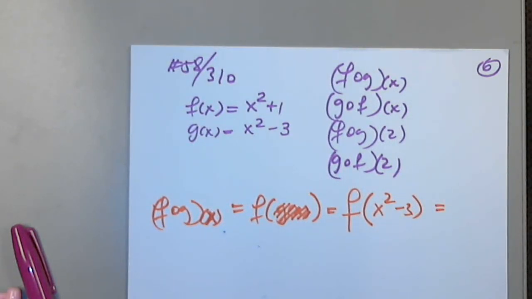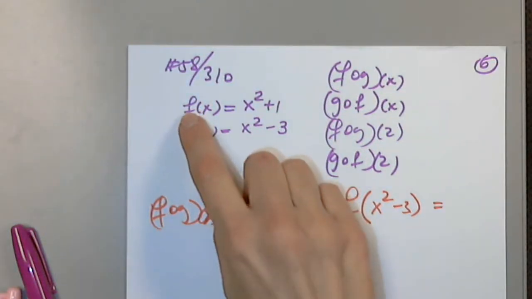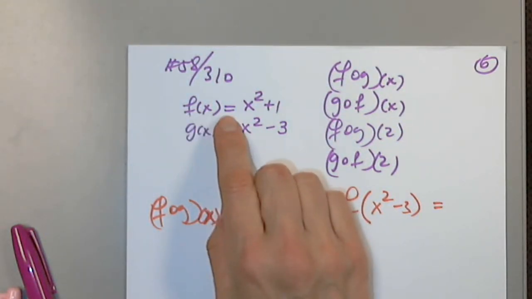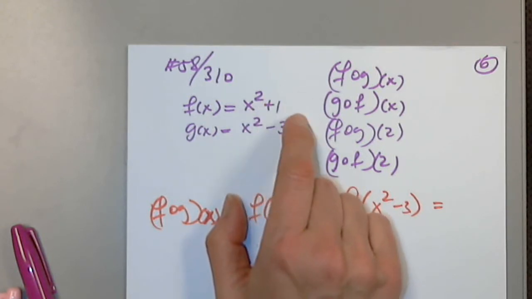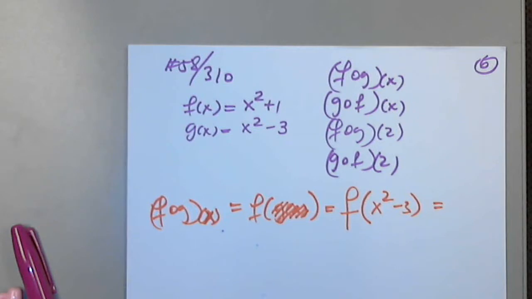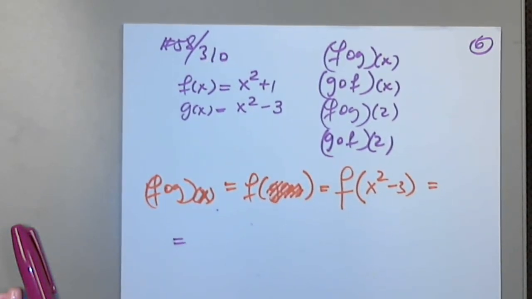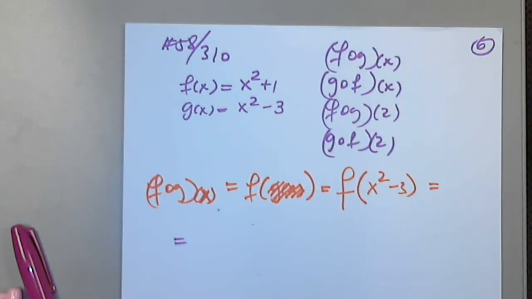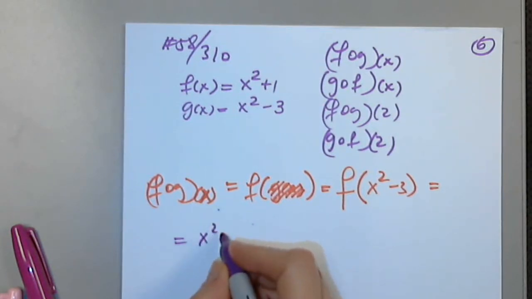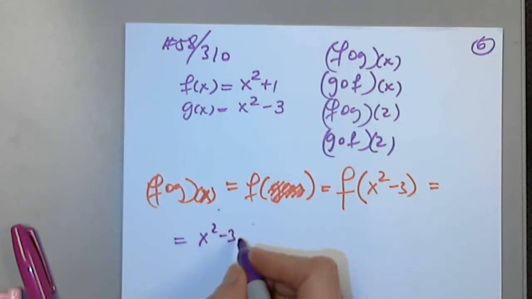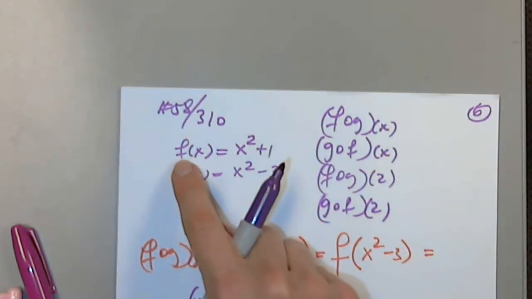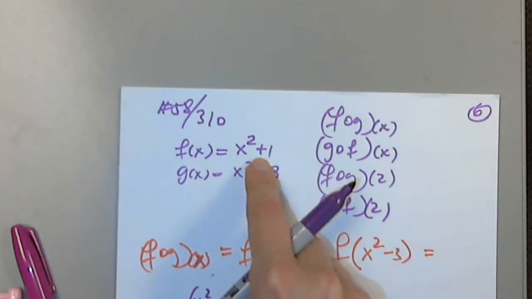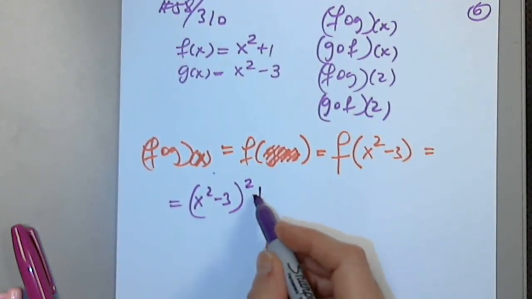Now I take a moment. I take a deep breath and I look at f. f says f of whatever equals whatever squared plus 1. Please dictate. f of whatever is whatever squared plus 1. I'm ready. f of x squared minus 3, the whole thing squared, plus 1. So say it again. x squared minus 3, squared, plus 1. So f of whatever is whatever squared plus 1, and then plus 1.